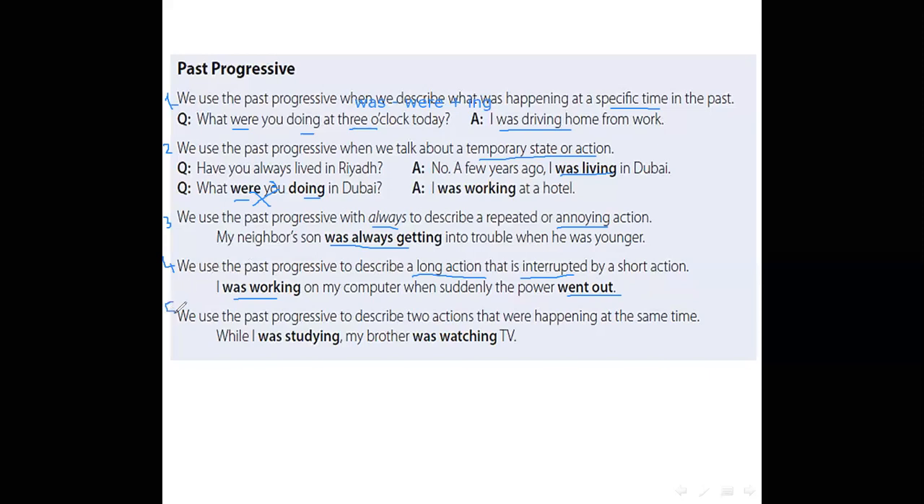Number 5, we use the past progressive to describe two actions that were happening at the same time. For example, while I was studying, my brother was watching TV. Okay? These are two actions happening at the same time. Clear now? Can you answer the following exercise? It's an easy exercise.